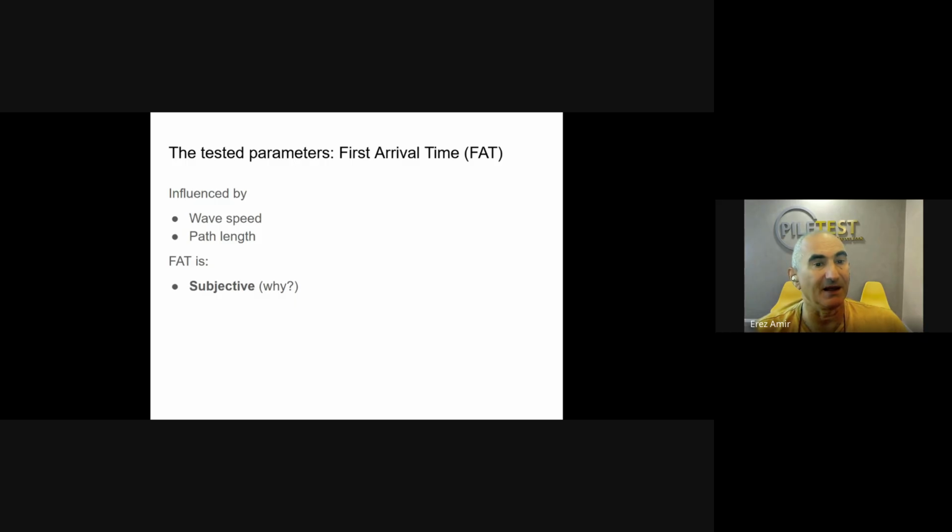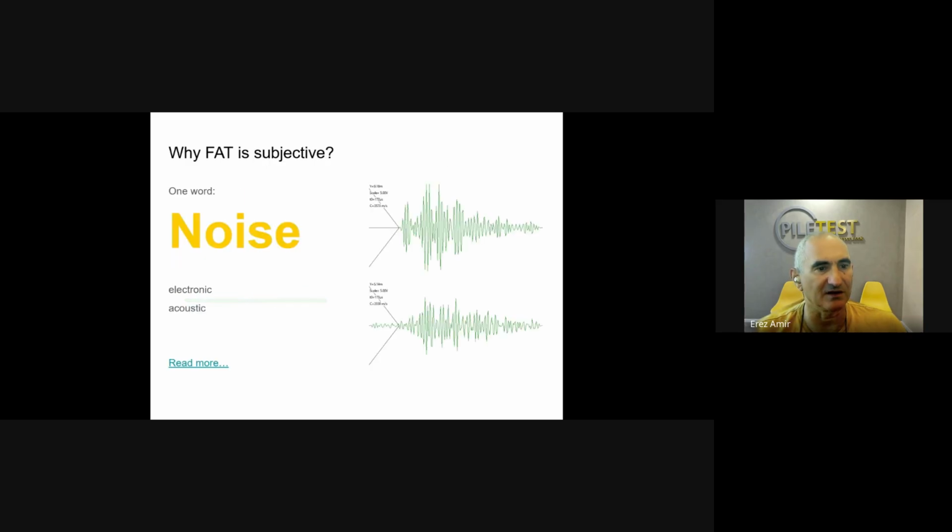FAT is not a very well defined physical entity. I mean, there is no one formula that I can put the signal into to get the arrival time. So FAT is subjective, and we're going to discuss that in a very short time. Why is FAT subjective? There's one big word that influences all physical measurement: noise.